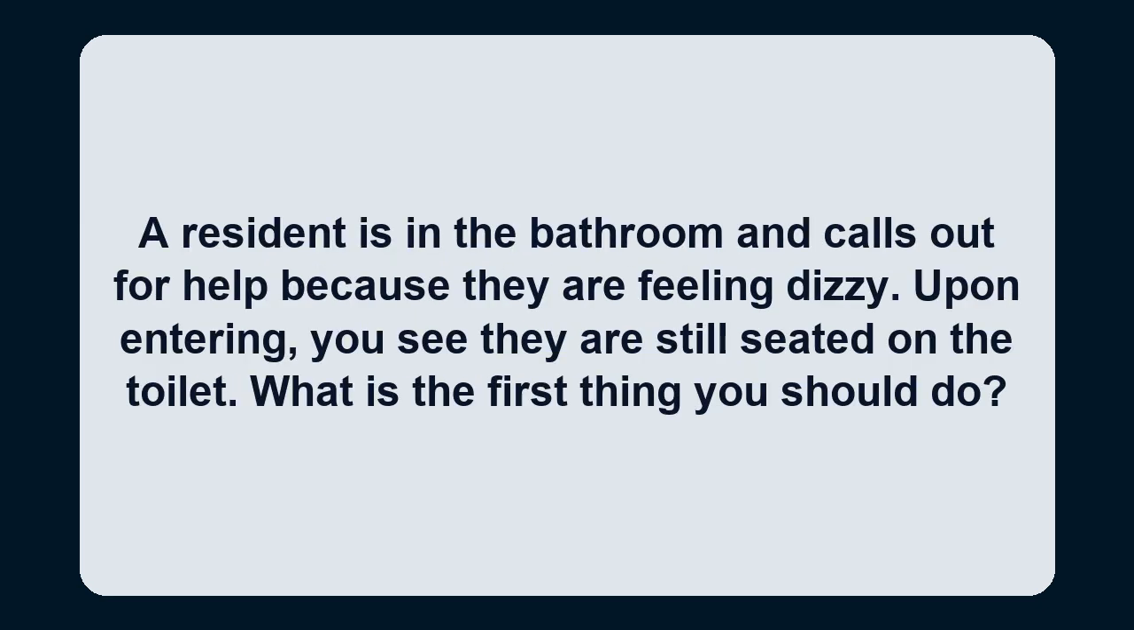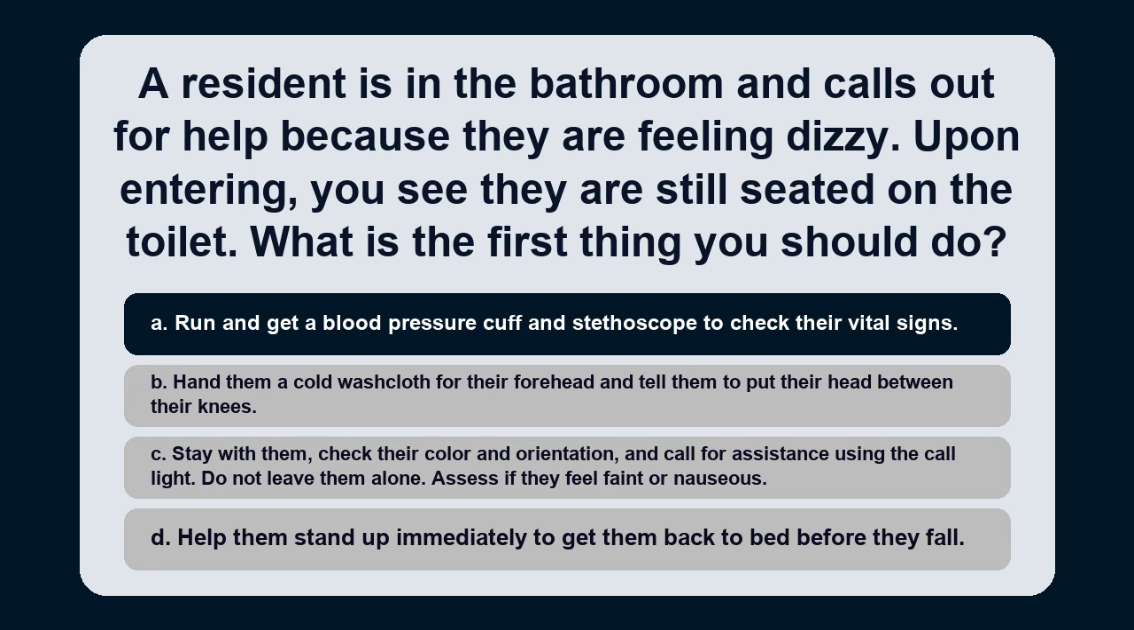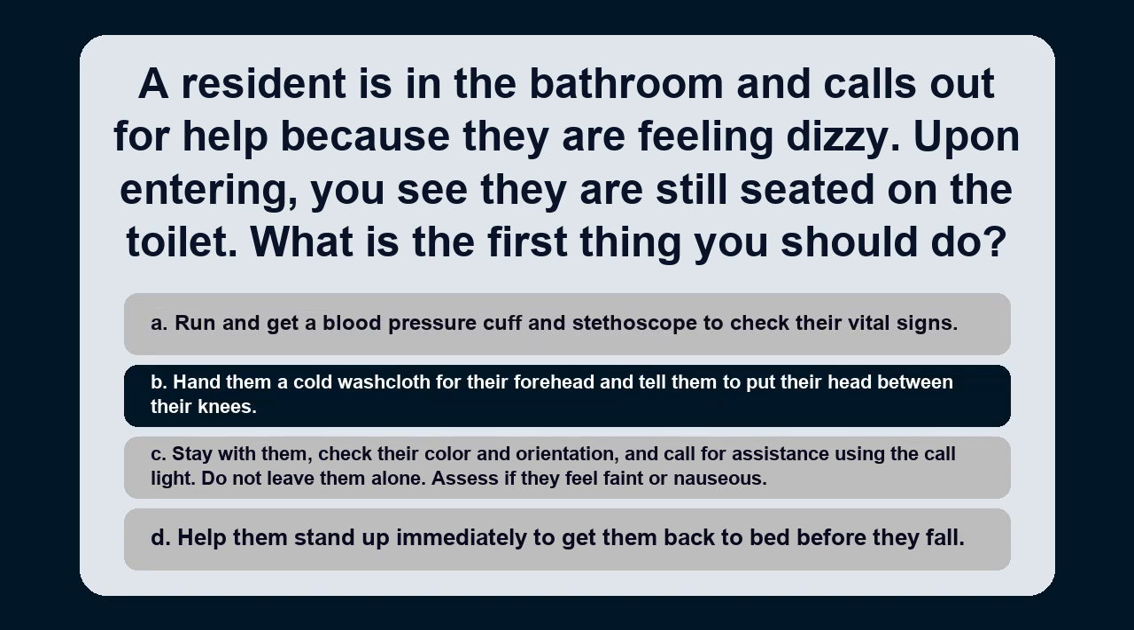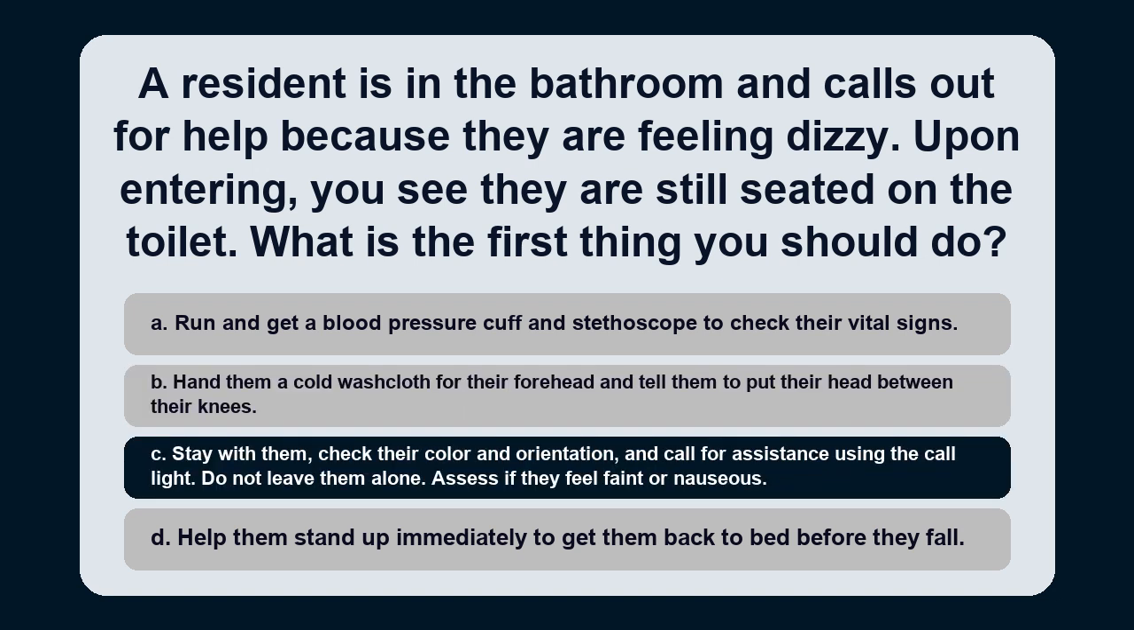Question 4. A resident is in the bathroom and calls out for help because they are feeling dizzy. Upon entering, you see they are still seated on the toilet. What is the first thing you should do? Option A. Run and get a blood pressure cuff and stethoscope to check their vital signs. Option B. Hand them a cold washcloth for their forehead and tell them to put their head between their knees. Option C. Stay with them, check their color and orientation, and call for assistance using the call light.